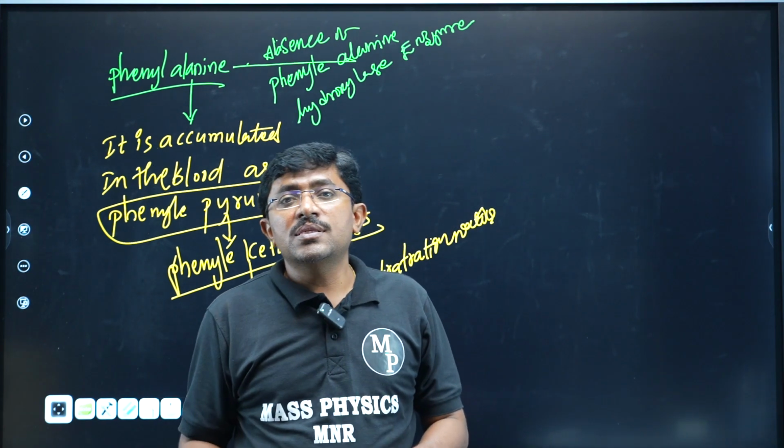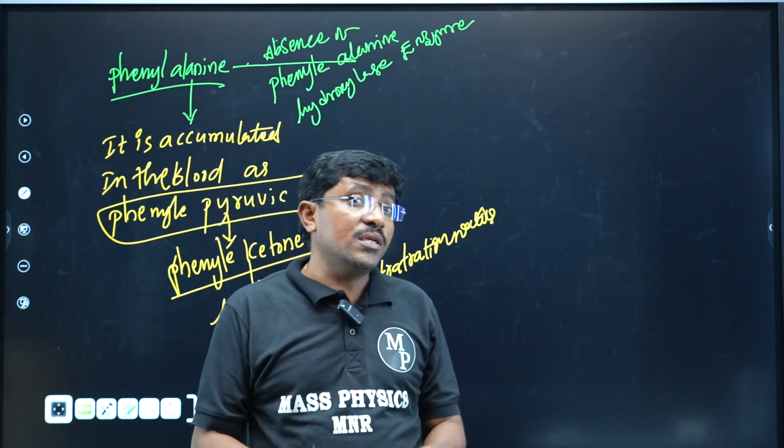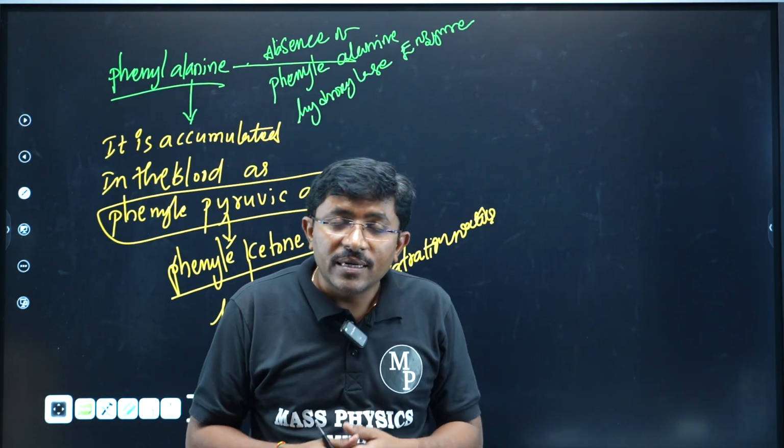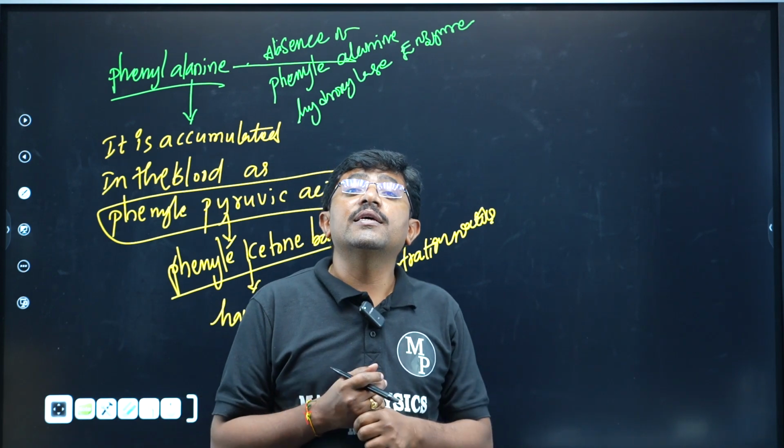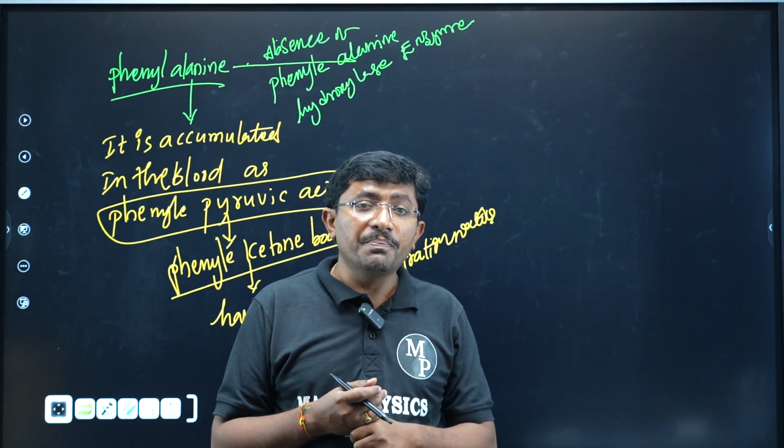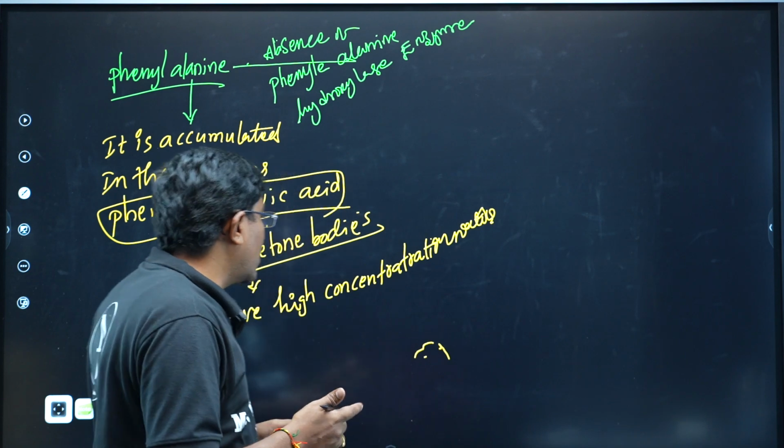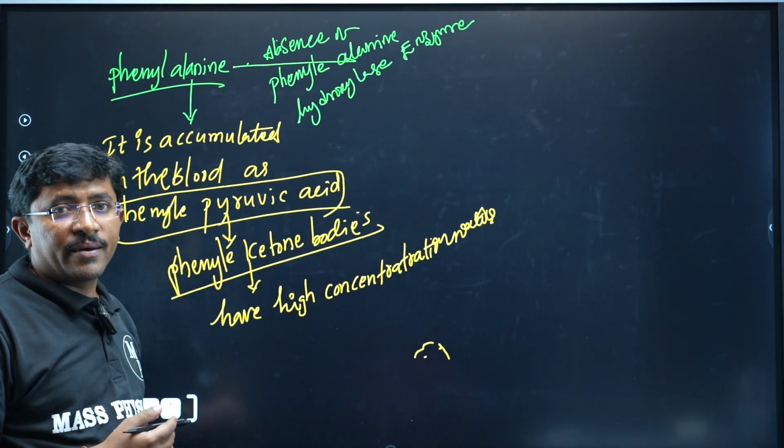The presence of phenylketone bodies within the urine, that condition is called phenylketonuria, PKU. It leads to phenylketonuria.